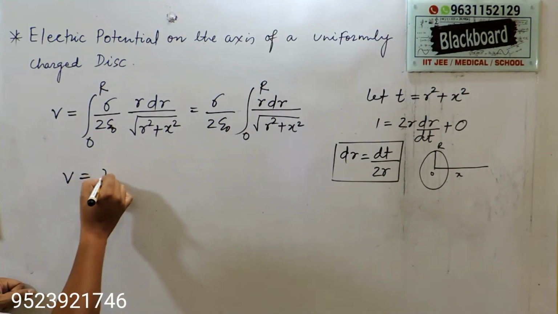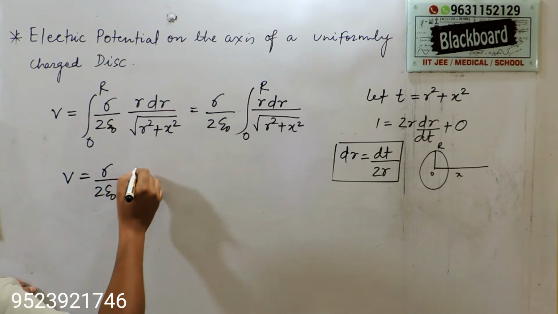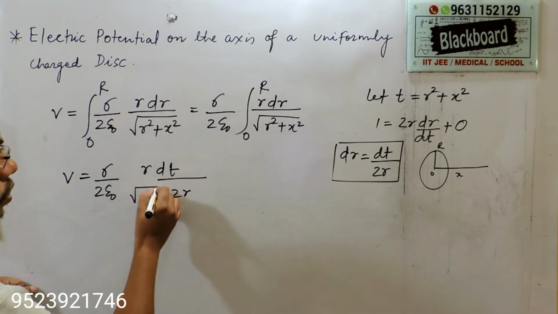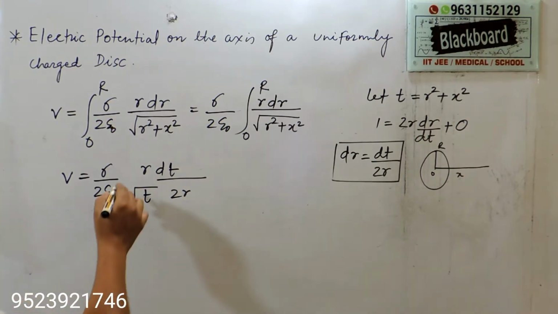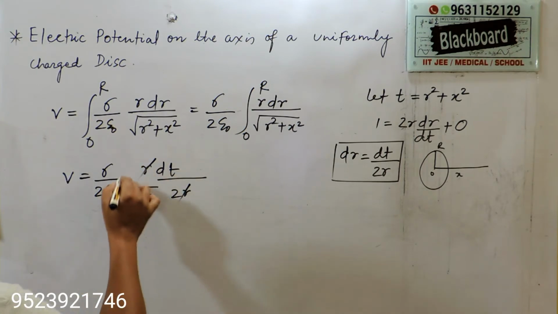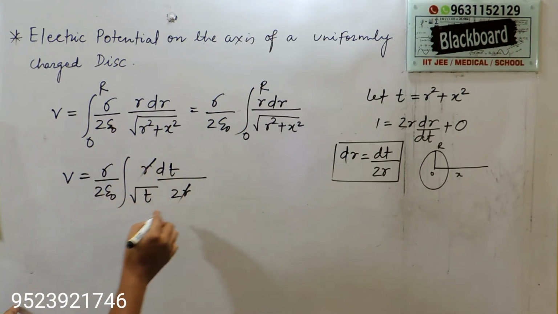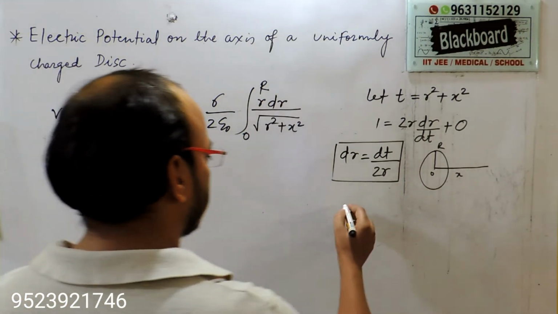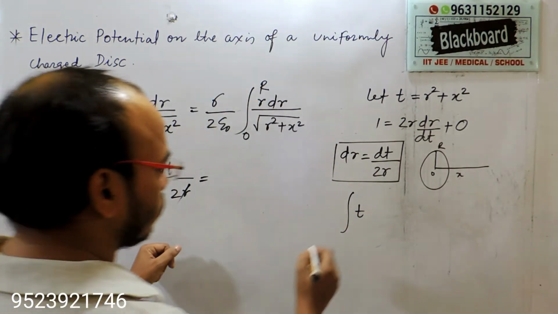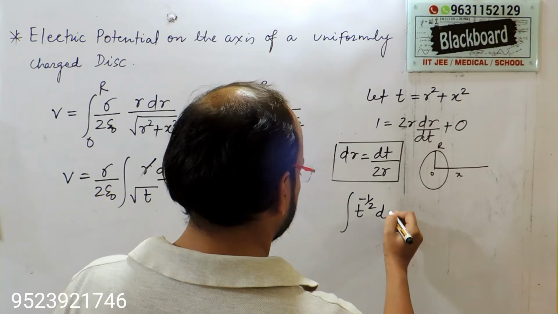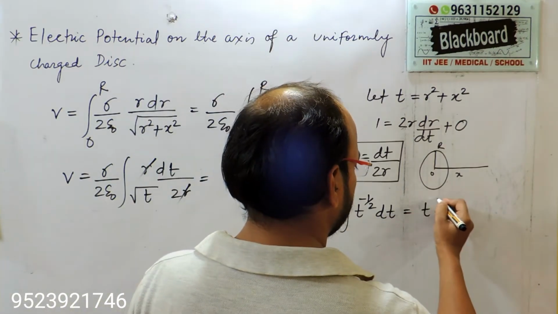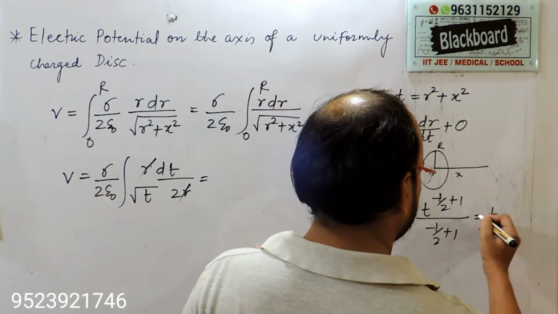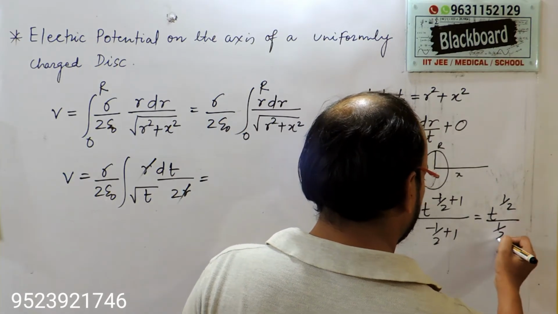You will get V equals sigma by 2 epsilon naught, r times dt by 2r, over root under t. Now the r cancels out, and the limit 0 to r we put a little later. So this is the integration of t to the power minus half dt. That means this will be t to the power minus half plus 1, by minus half plus 1. That means this will be t to the power half by half.